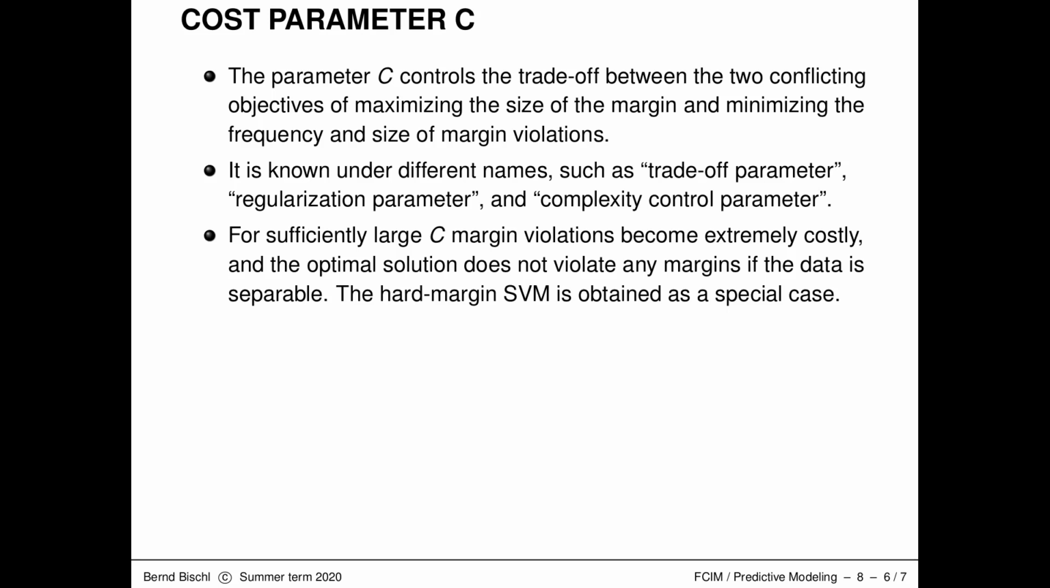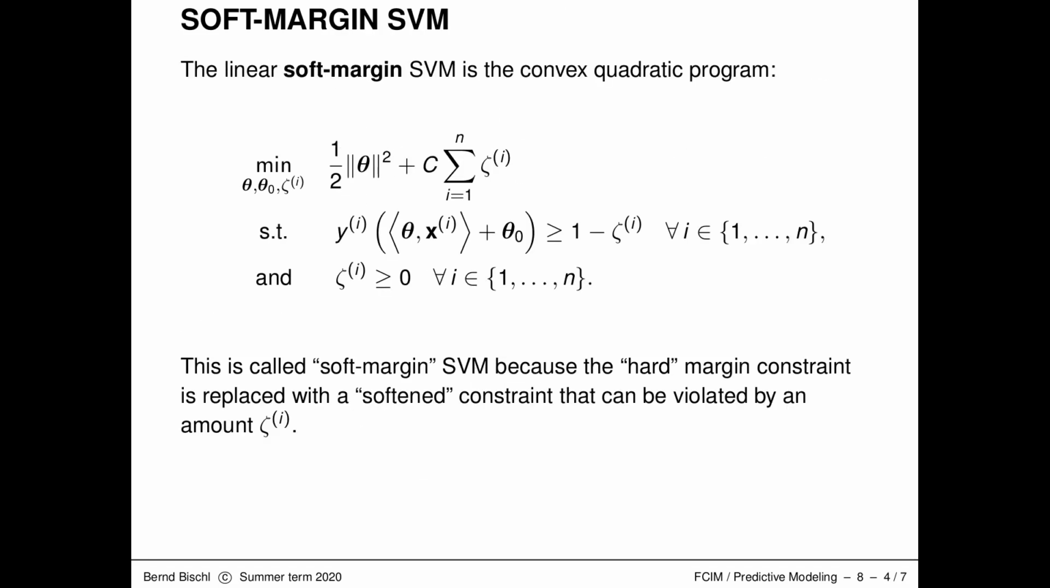If we set our C sufficiently large, then all of our margin violations will become extremely costly. If you set C to, I don't know, 1 million or whatever, then for some very large value of C, all of these margin violations will become so costly that, if your data set is linearly separable, none of these xi's would be non-zero. There would be no margin violations, and you would still arrive at a hyperplane which separates the data and, because there are no margin violations, simply maximizes the size of the margin. This is then the same result as for your hard margin problem.